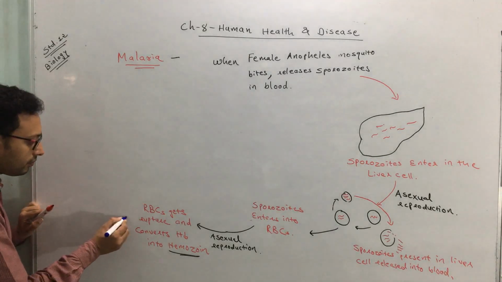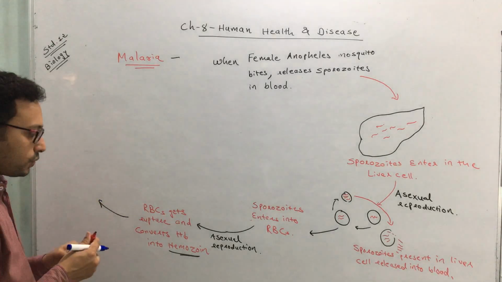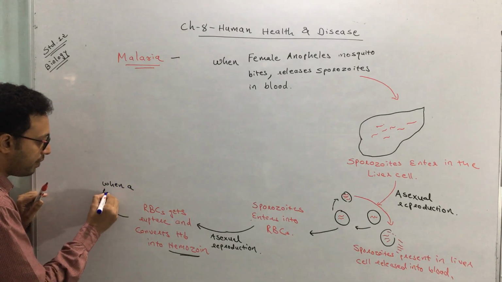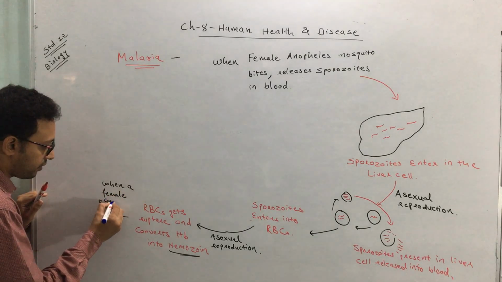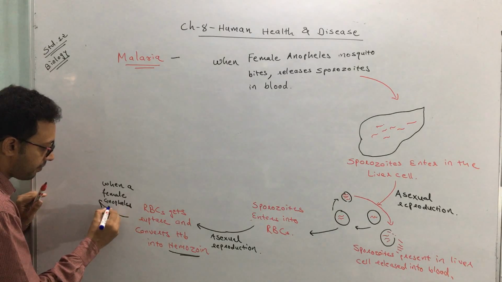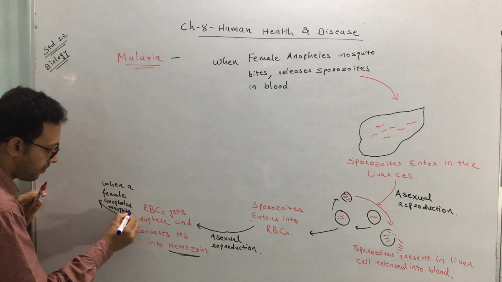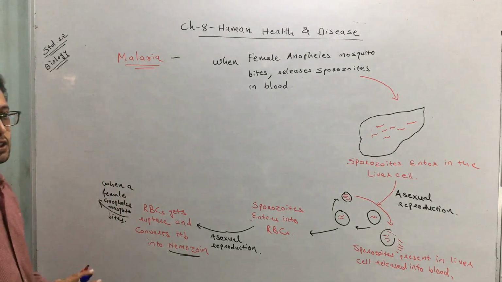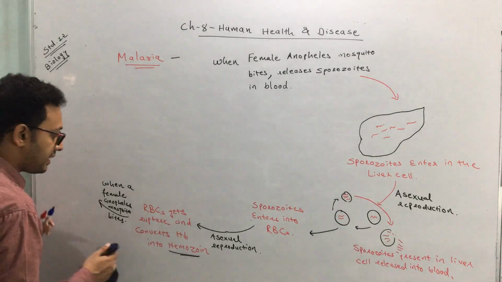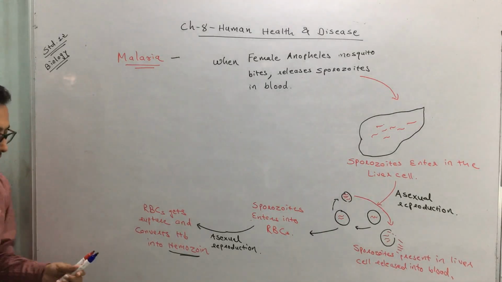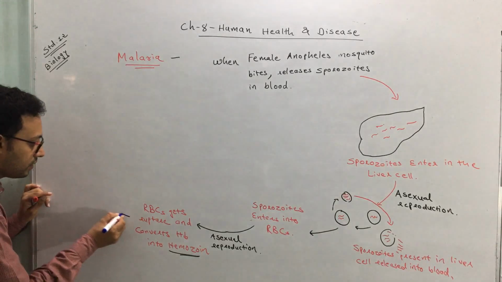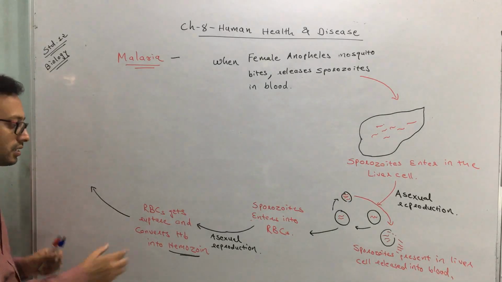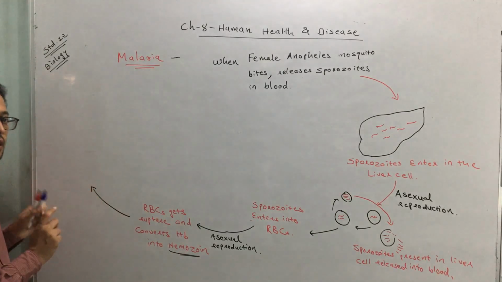Now what happens after this? Okay, after this what happens? When a female Anopheles mosquito bites. Okay, but before this female Anopheles mosquito bites, what happens? The parasites which are released, I will show you one more step so it's easy for you. These sporozoids are released from RBCs; the RBC gets ruptured and they release the sporozoids.